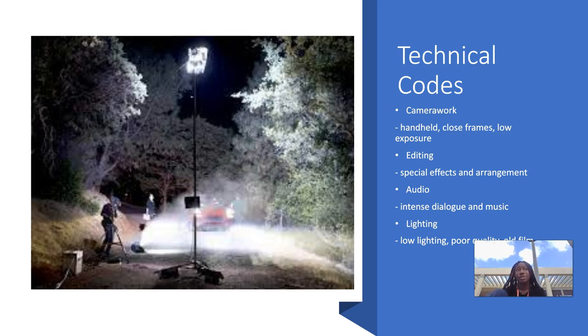Special effects and arrangements are often made in horror movies, especially anything supernatural or monster related, only because there are some things that are just not possible to be created physically without using special effects. They often have intense dialogue and music. Again, the music usually speeds up when the antagonist is approaching the protagonist or when the climactic scene is about to happen. They have low lighting and poor quality.